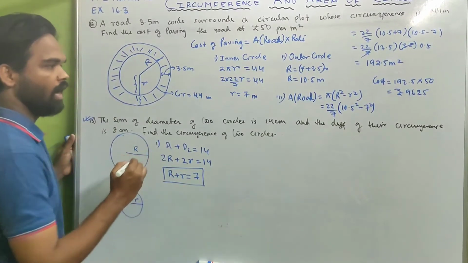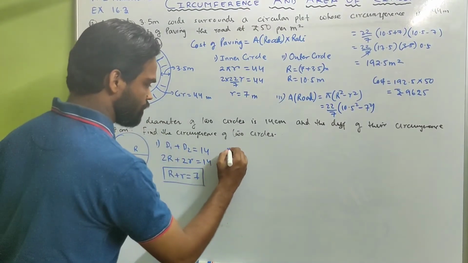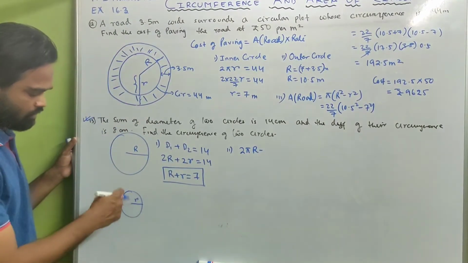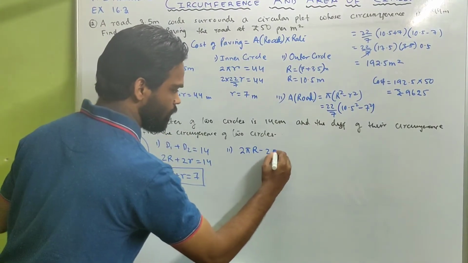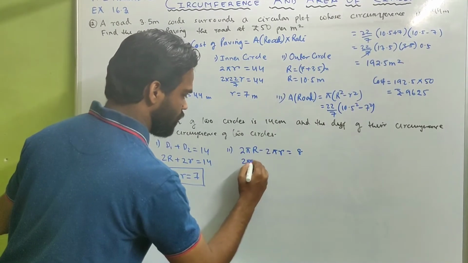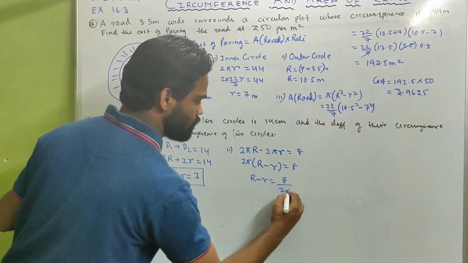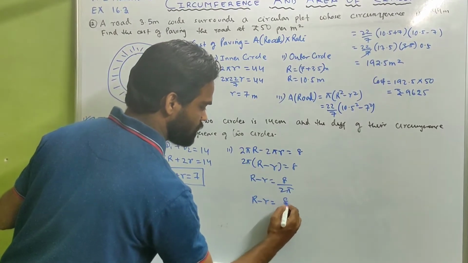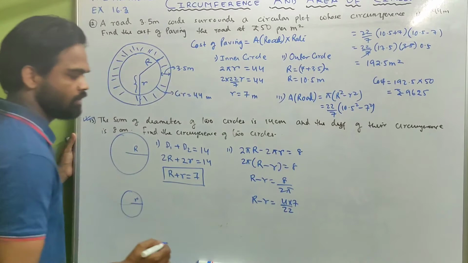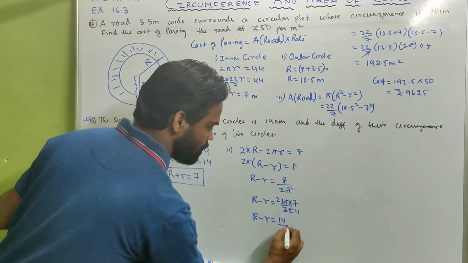Okay, and the difference of the circumference, which means the circumference of this circle, I've taken this one as the bigger one, so 2 pi capital R minus the circumference of the smaller one, 2 pi small r, is equal to 8. Clear? If I take 2 pi common, so R minus r is equal to 8 by 2 pi, which is R minus r equals 4 by pi. Pi is 22 by 7. So that's 11, so R minus r is 14 by 11.